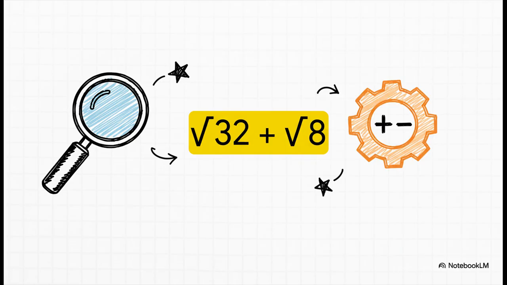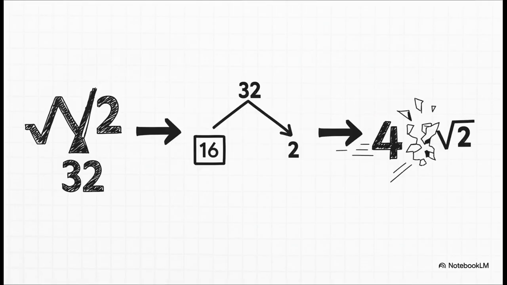Let's circle all the way back to that first puzzle, the one that looks so impossible. Square root of 32 plus the square root of 8. Now that we know the two-step rule, this thing doesn't stand a chance. Okay, step 1, simplify. Let's do root 32. We need the biggest perfect square that goes into it, and yep, that's 16. So root 32 is the same as the square root of 16 times 2. The square root of 16 is just 4. So this whole thing simplifies down to 4 root 2.